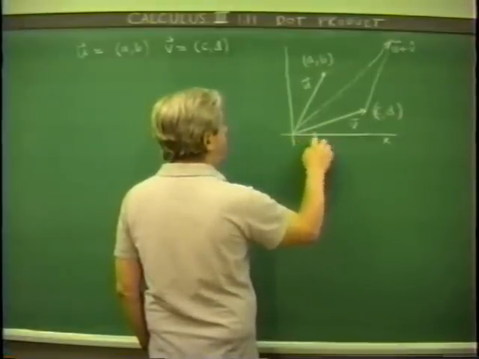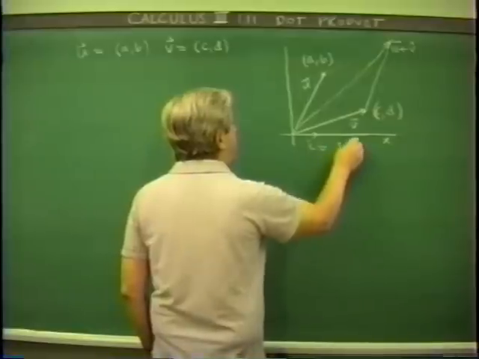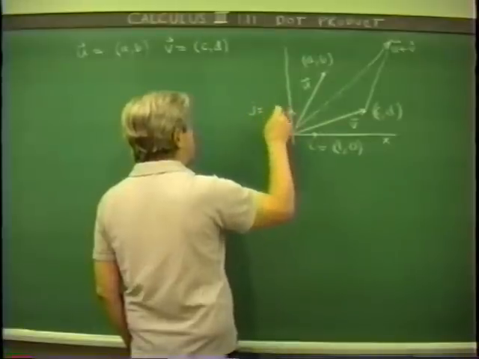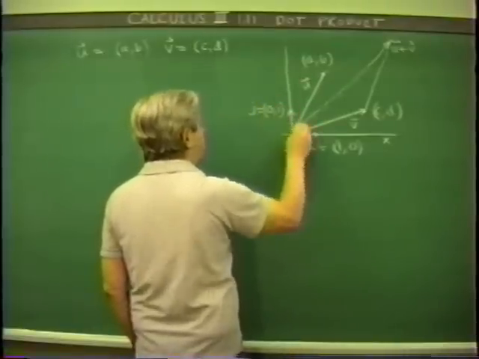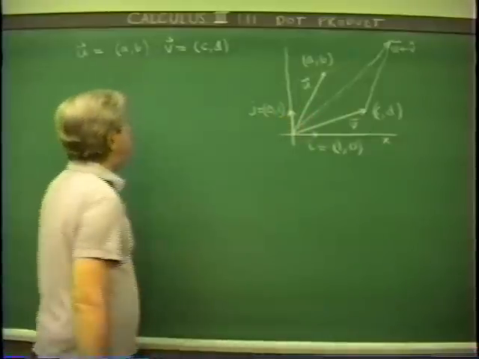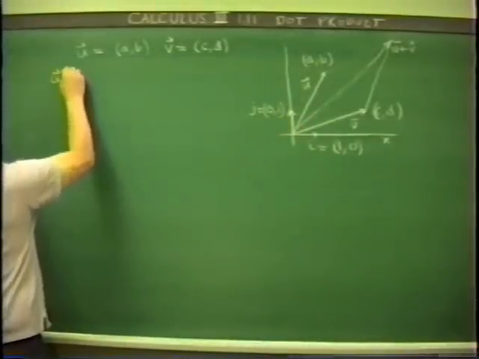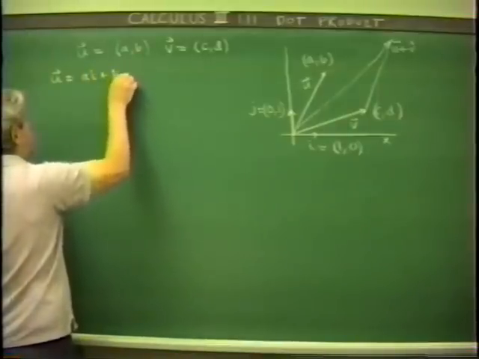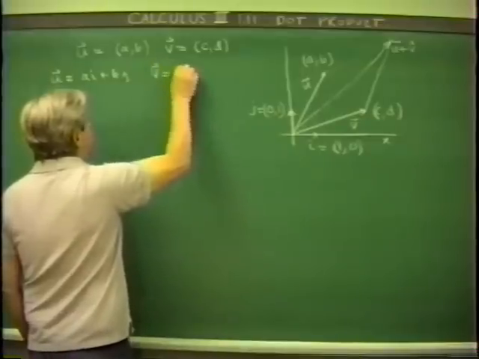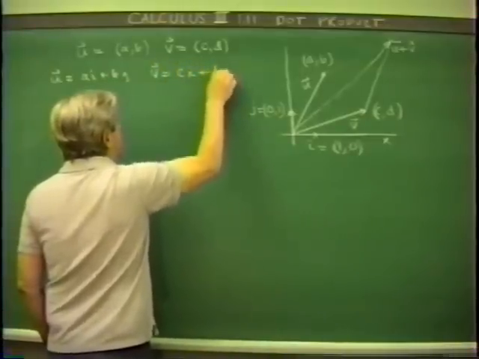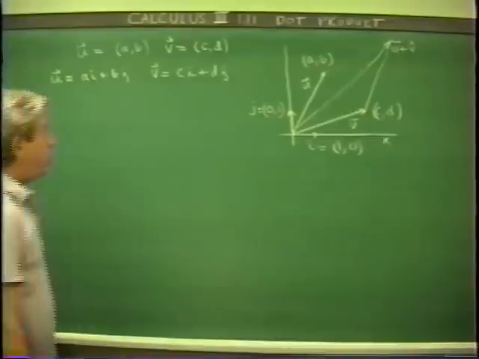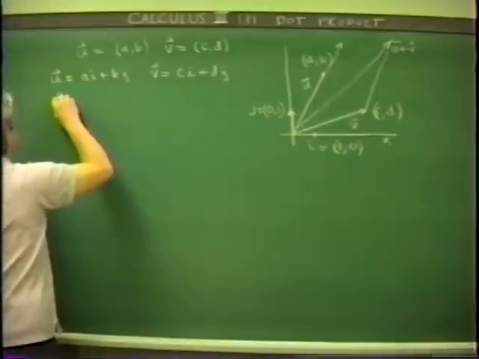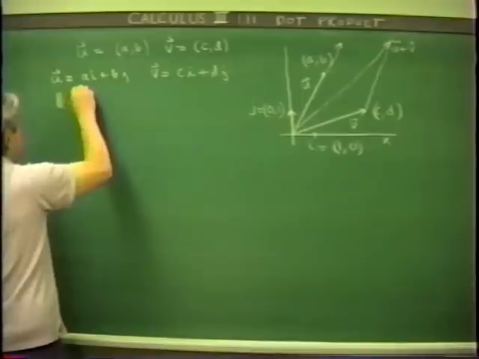It's traditional to take a unit vector in the x direction and designate it by i. i is going to be the vector that's one unit long here. It's going to be the vector (1, 0). And j in the y direction, j is going to be equal to (0, 1). It starts at the origin, goes up to (0, 1). Right? And in that case, we can rewrite u here, and sometimes it's more convenient to do this, as ai plus bj. Similarly, v is ci plus dj.